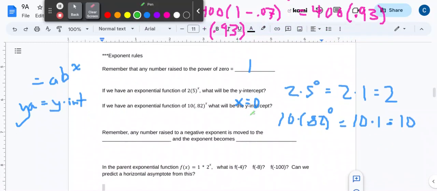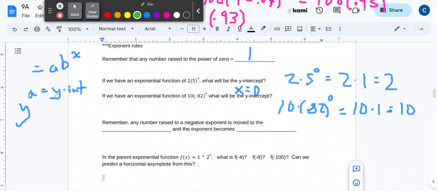Last rule we have on the second page: any number raised to a negative exponent is moved to the denominator, and the exponent becomes positive. Move to the denominator, exponent becomes positive.